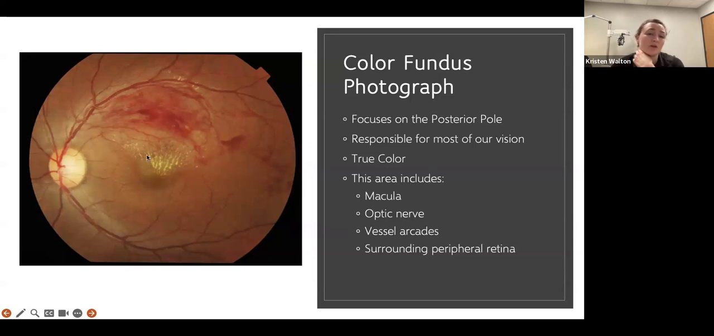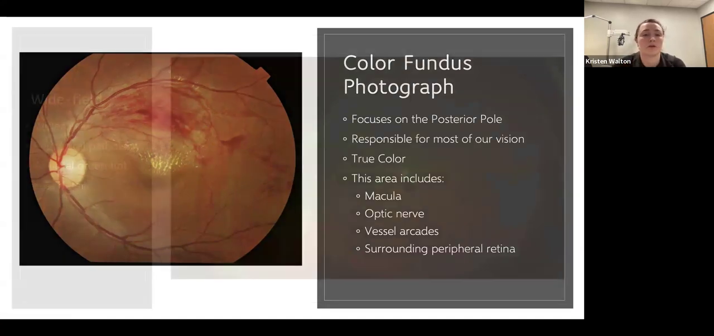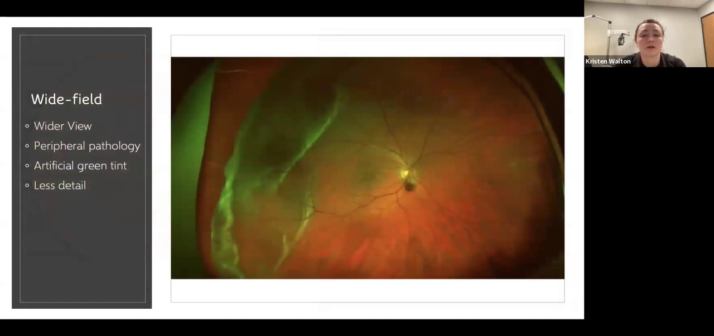So this photo is probably showing someone with a branch retinal vein occlusion. So we see the bleeding here along the veins, and then we have some edema stemming from that and some exudate as well. These are true color. And then we go into wide field.